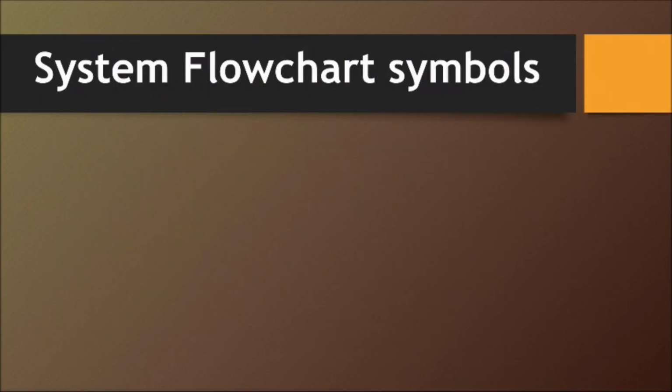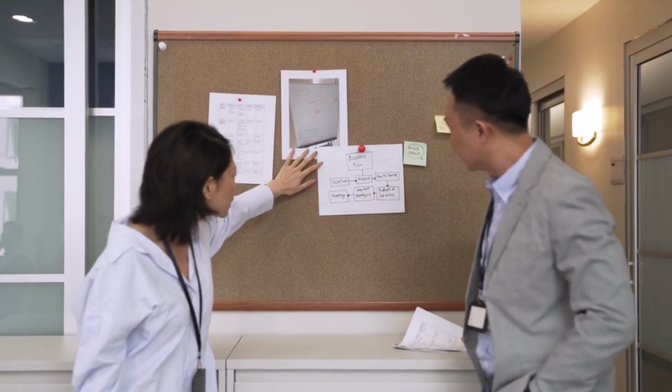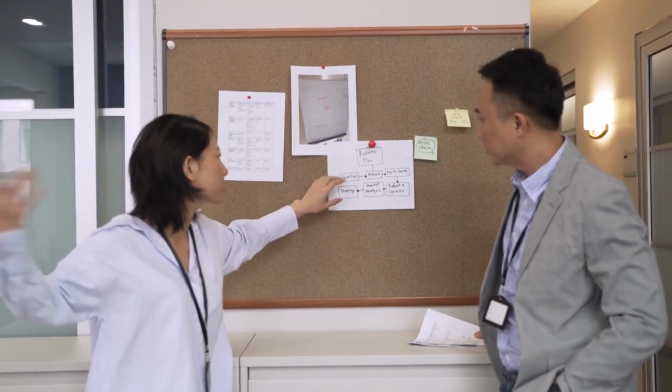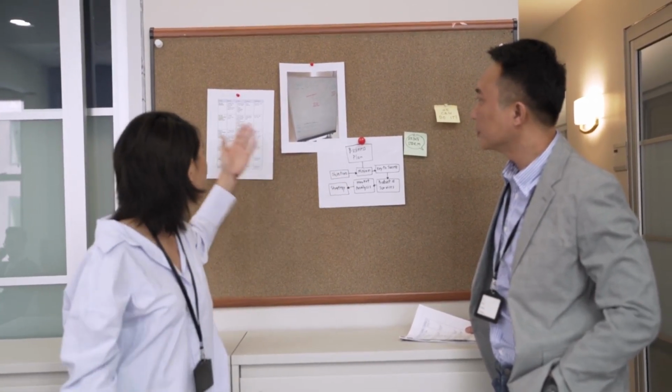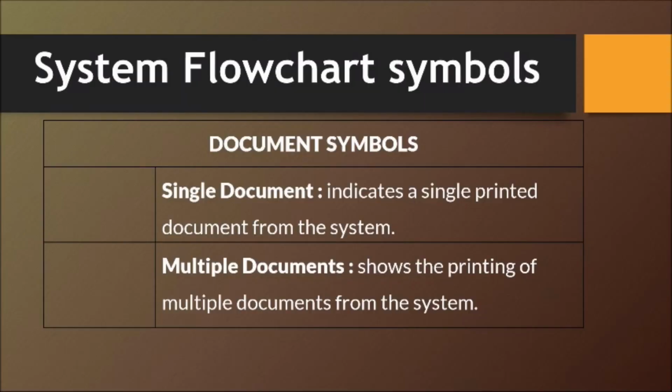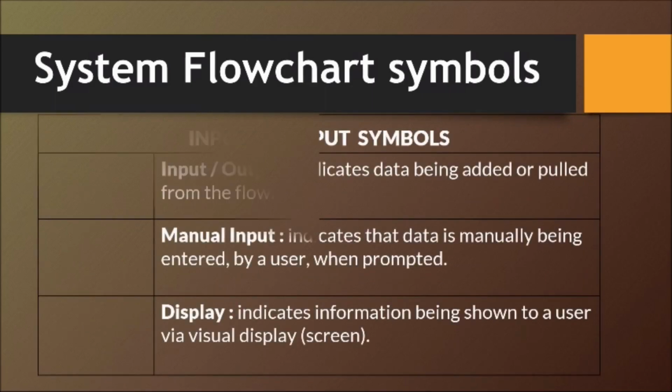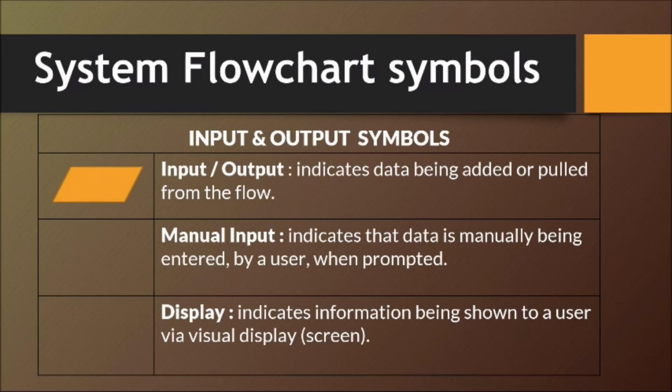System flowchart symbols. System flowchart symbols, like basic flowchart symbols, are the most important in the process of developing the flowchart. The most common symbols used within system flowcharts are document symbols. These are used to indicate the printing of a single and/or multiple documents from the system. Input and output symbols. These symbols indicate data being added, corrected, or pulled from the system flow. Data being accepted through manual inputs, such as a user entering details via a keyboard, as well as information being displayed through a screen or monitor, is differentiated using various symbols.